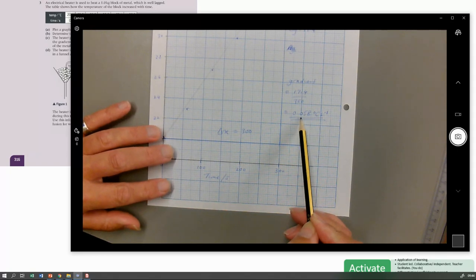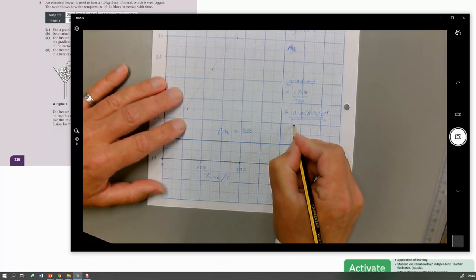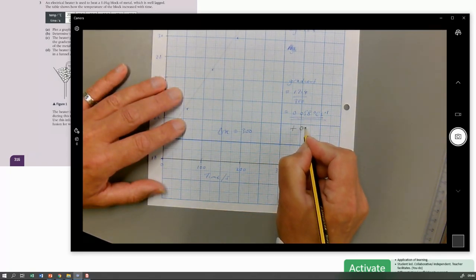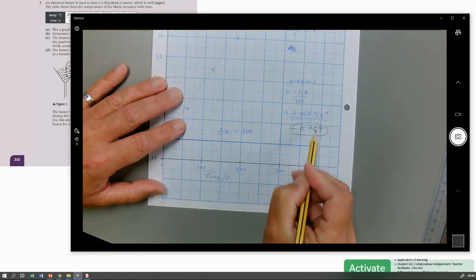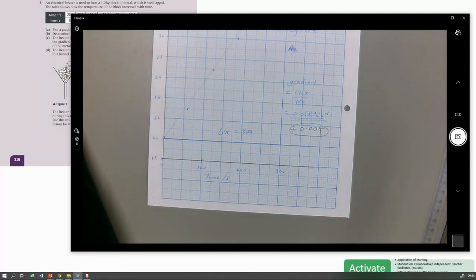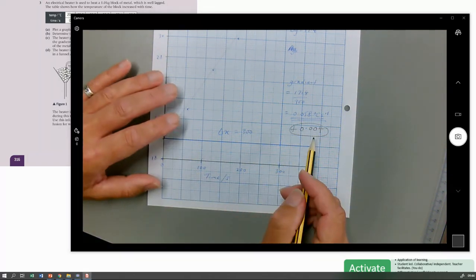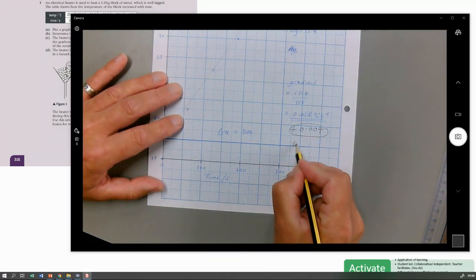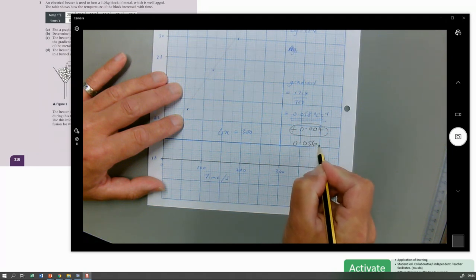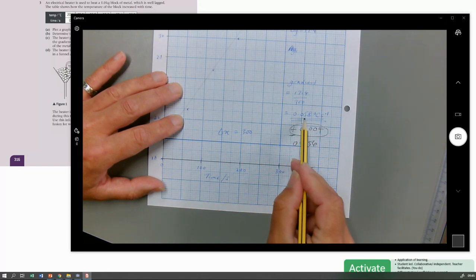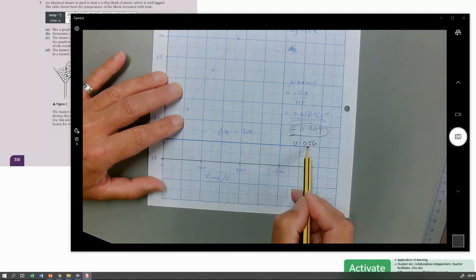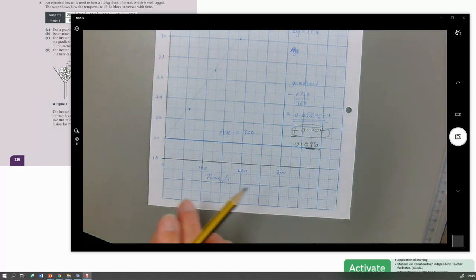Now, the mark scheme says the actual figure they get is 0.056 plus or minus 0.004, so I'm well within there, okay? So that's the ideal answer that the exam board say, and I'm well within that, so that's good. I've got full marks on that, okay?